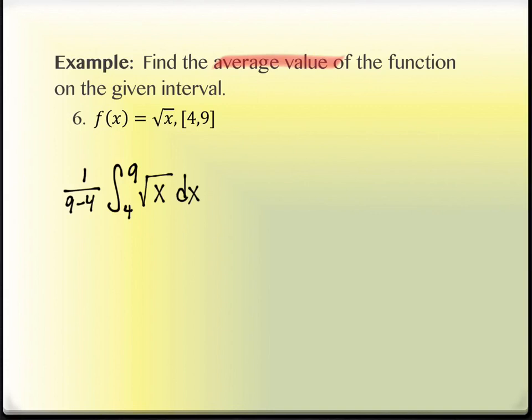So picture-wise, if you were looking at your calculator, here's what your calculator would look like. This graph itself is approximately like this. And we're going from 4 to 9 out here. This height would be 2 because the square root of 4 is 2. This height would be 3. The square root of 9 is 3.